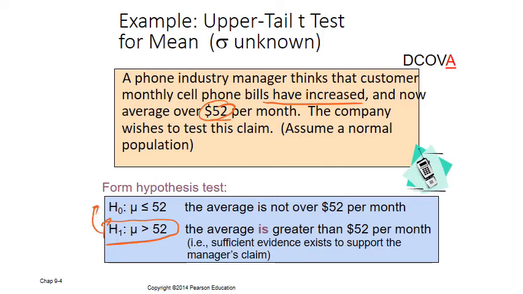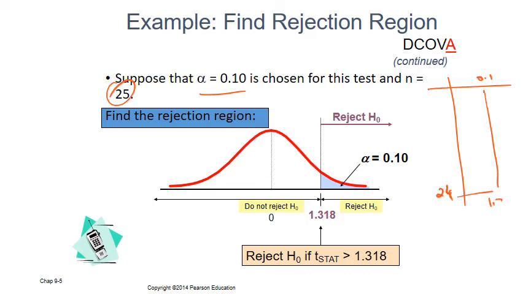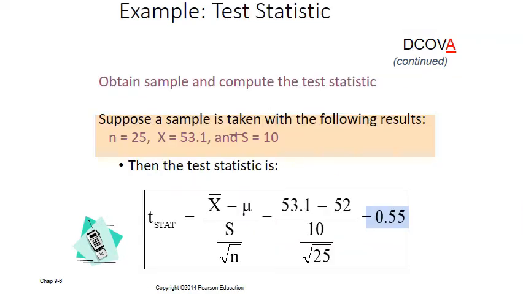So H naught will be the opposite to H1, which is mu less than 52. Alpha is 0.1, degree of freedom is 24. So we see what the t value is in the table. You will see it would be 1.318. So t critical is 1.318. Now we calculate the t statistic by using the formula. This is the formula. We substitute the values, and we get t stat equal to 0.55.